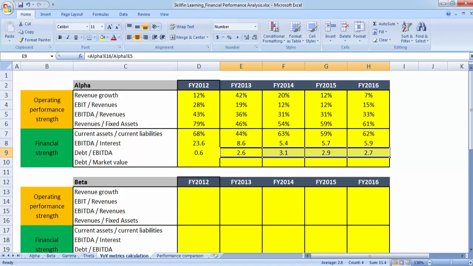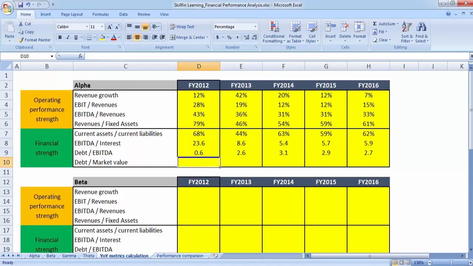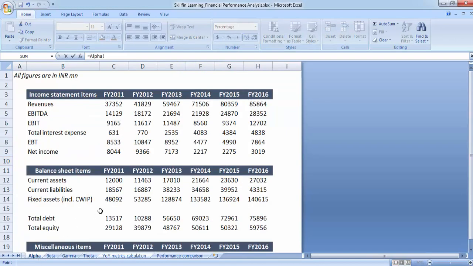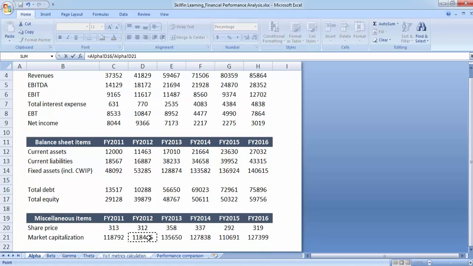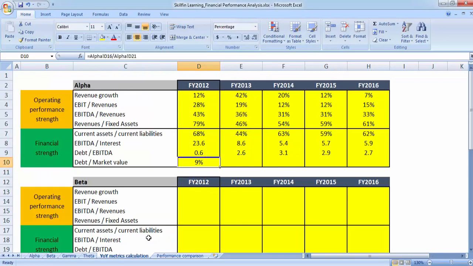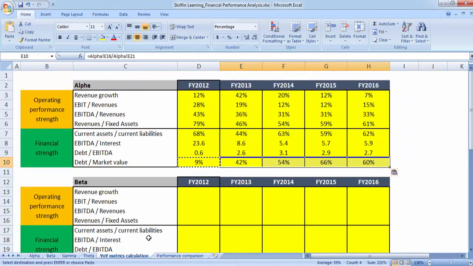The final metric that we want to calculate under the financial strength is the debt to market capitalization ratio. To do that, for the year 2012, I say equal to, go to the tab alpha. My debt for the year 2012 is given by cell D16, and I divide it by the market capitalization of the company, which is given by cell D21. So cell D16 divided by cell D21 gives me the debt to market capitalization ratio, and I press enter. I copy the formula and I drag it to the right.